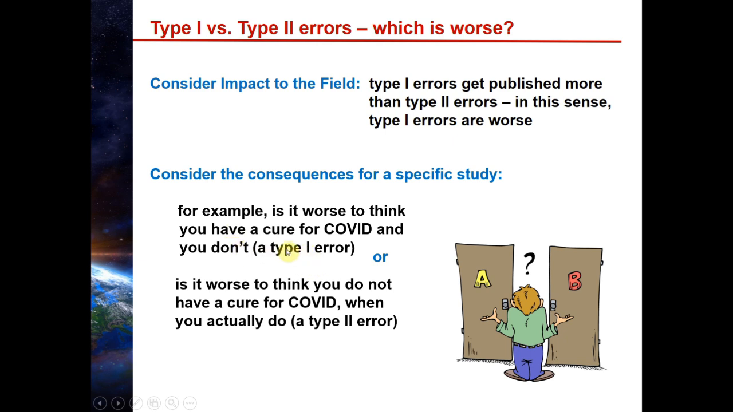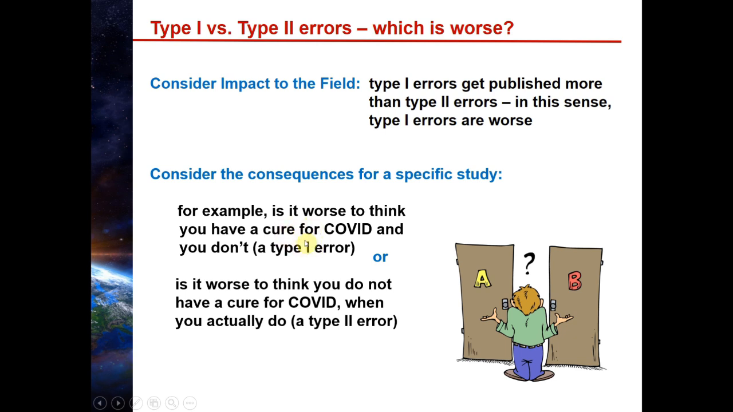Well, let's say we have 50 different labs and they all find the same significant result, then that makes it far less likely that all 50 labs happen to make a type 1 error, right? So if 50 labs are coming up with the same answer, that yes, you found a cure for COVID, well, then you can be fairly certain that you didn't make a type 1 error.